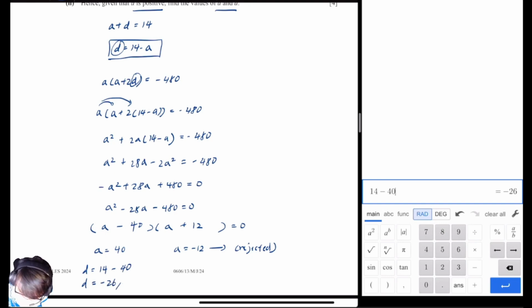That's going to be negative 26. Okay, so we have our values of a and d. That's basically how we solve this type of question.